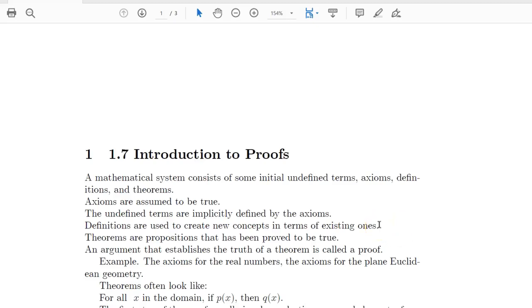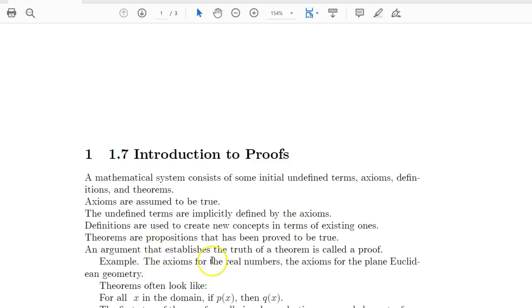Section 1.7 Introduction to Proofs. A mathematical system consists of some initial undefined terms, axioms, definitions, and theorems. Axioms are assumed to be true. The undefined terms are implicitly defined by the axioms. Definitions are used to create new concepts in terms of existing ones. Theorems are propositions that have been proved to be true.